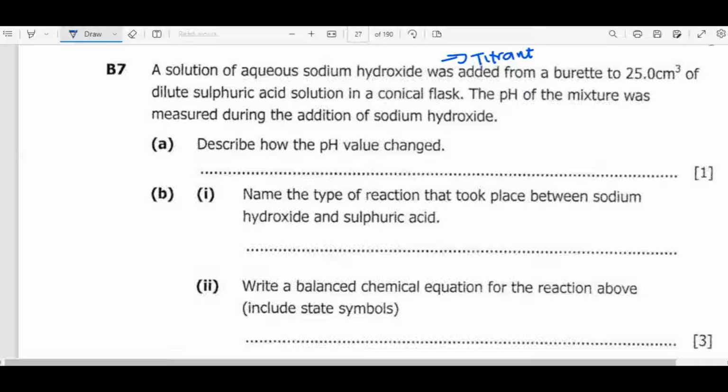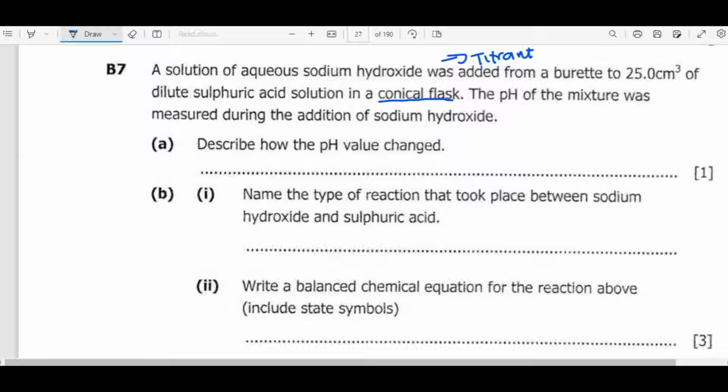So the pH before the addition of sodium hydroxide was indicating the acid, because the acid was the one that was in a conical flask, and in a conical flask is where we put the indicator. So after the titrant was added, the pH started to change from the acidic medium into the neutral medium, since we are forming a neutral solution, which is salt and water. This is a neutralization reaction because we are dealing with a strong base and a strong acid.